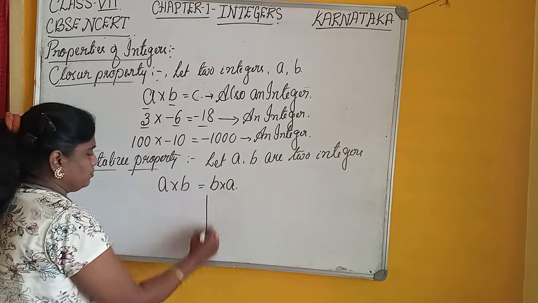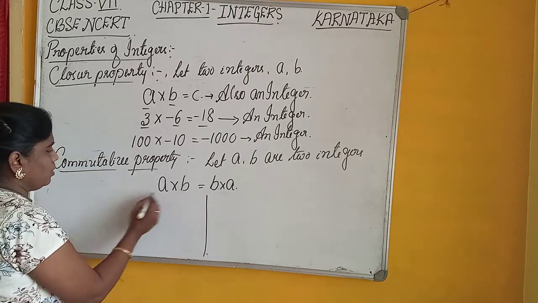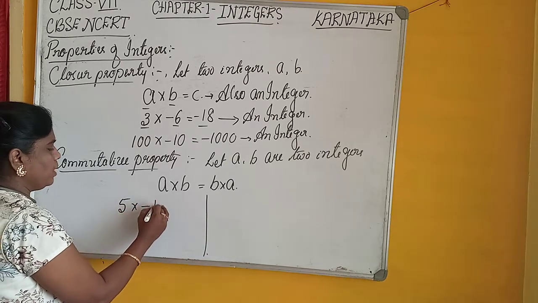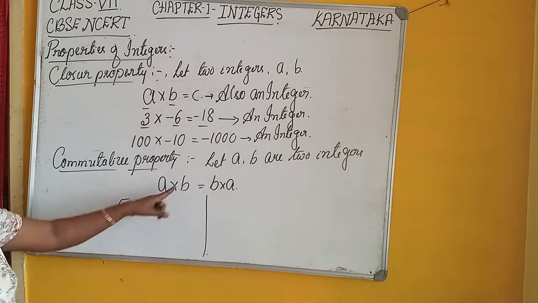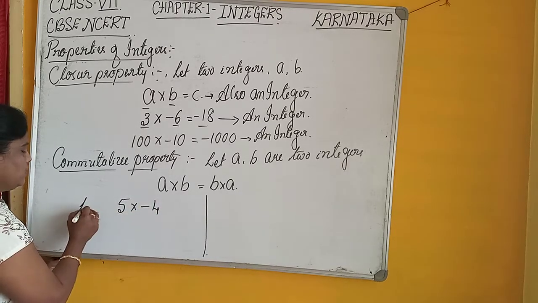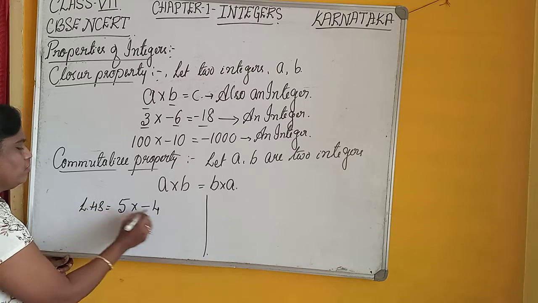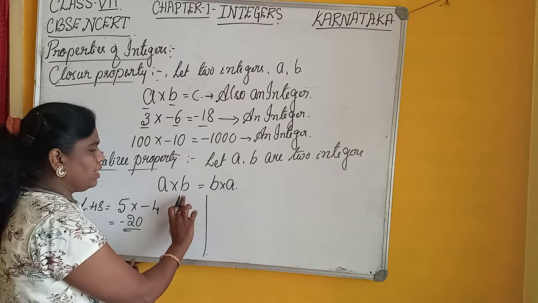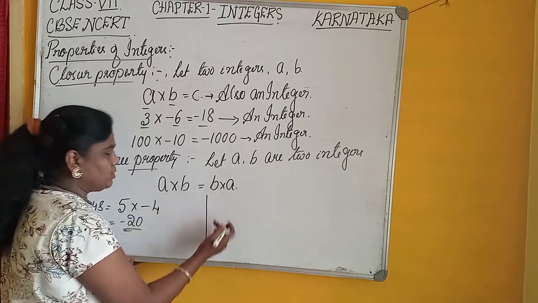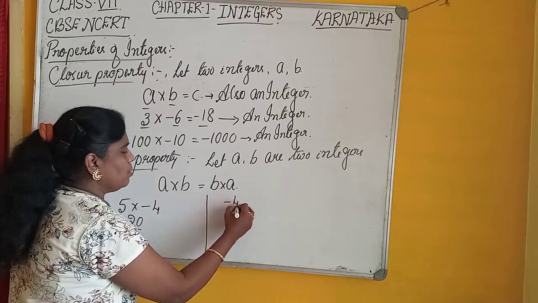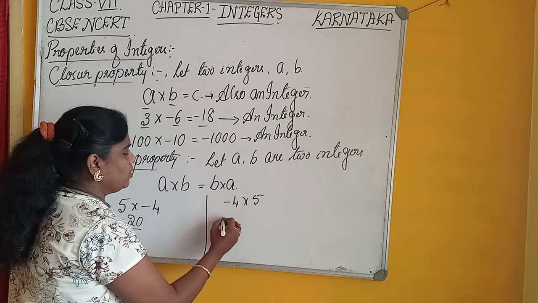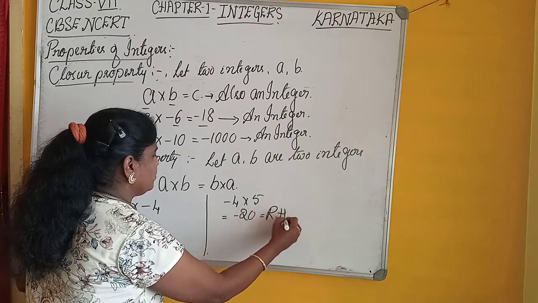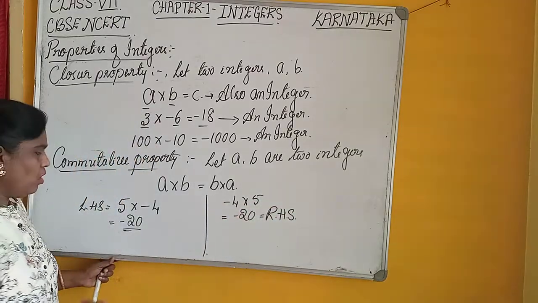Let's take an example. Here, A is 5 and B is minus 4. LHS is 5 into minus 4, which is equal to minus 20. Taking the second integer first and the first integer second, minus 4 into 5 is equal to minus 20. This is equal to RHS. Understood? LHS is equal to RHS.